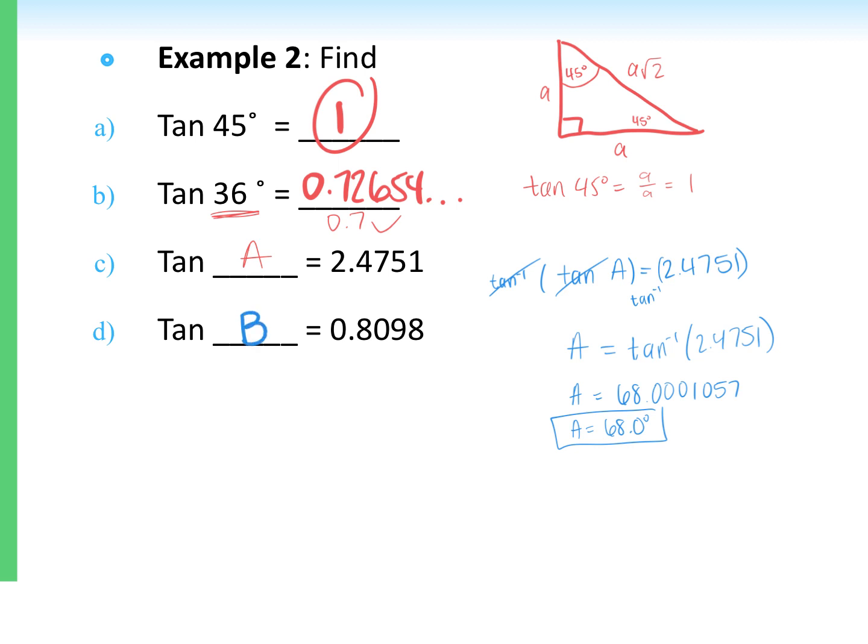All right, now for this one, for letter D, let's say we wanted to make it angle B. How would I find angle B? What would I plug into my calculator? I would use the tangent inverse of what? 0.8098. Very good. So try it. Plug in the tan inverse of 0.8098. I got 39.00055. So we'll round that to 39.0 degrees.